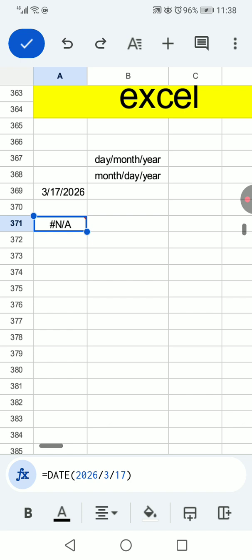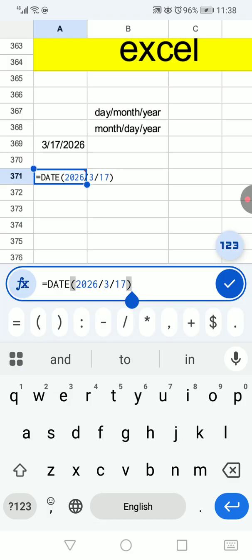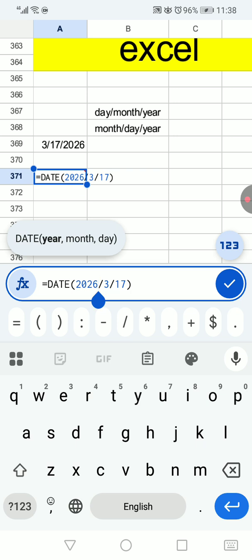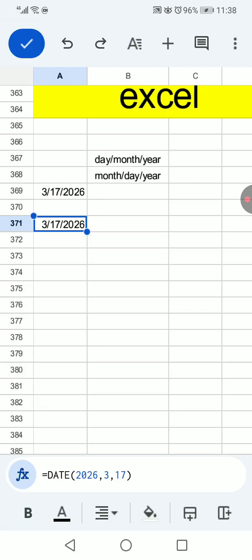So here 2026, like you can see, instead of a comma we had written a hyphen, so it was not being accepted by Excel. This is why I was telling you that when writing the date to use in Excel, it is very important to follow the format. So here you can see again the date has appeared.